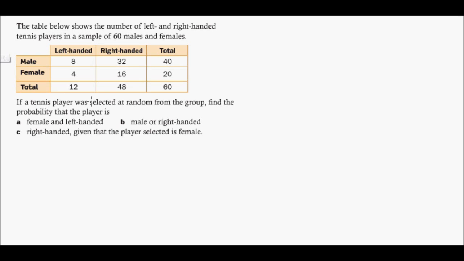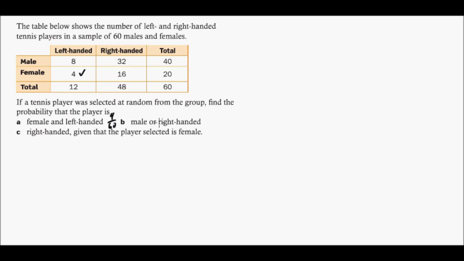Okay, I lied. I want to do one more simple probability, and this one's from a table. The table below shows the number of left and right-handed tennis players in a sample of 60 males and females. If a tennis player is selected at random from the group, find the probability that the player is female and left-handed. Well, left-handed female is right here, so that's just going to be 4 out of 60.